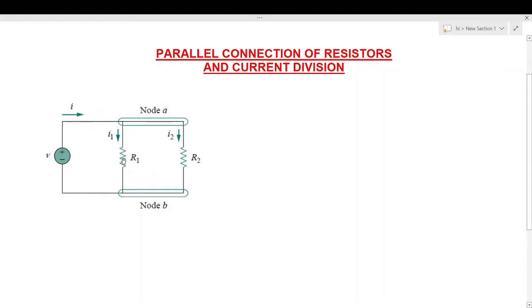The current delivered by the voltage source will be I, which is marked in the direction. And before proceeding with this video, we need to know what is parallel connection.